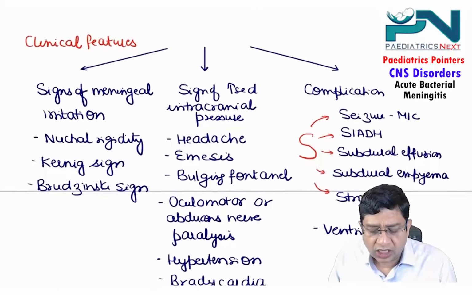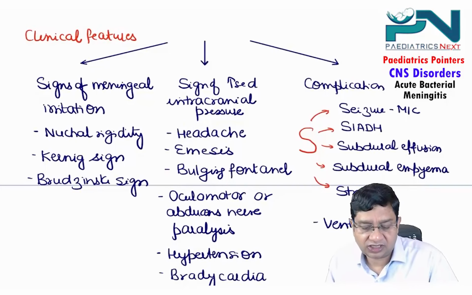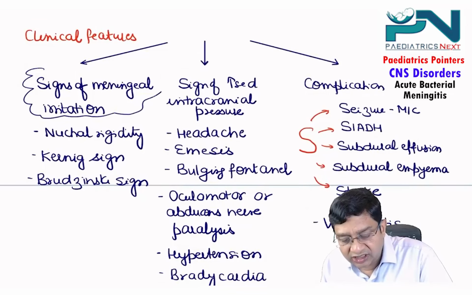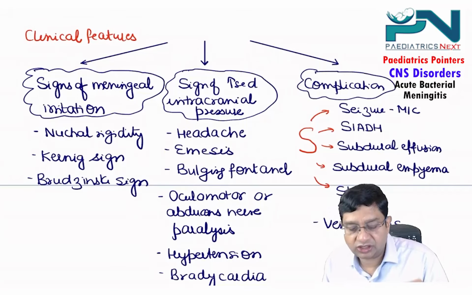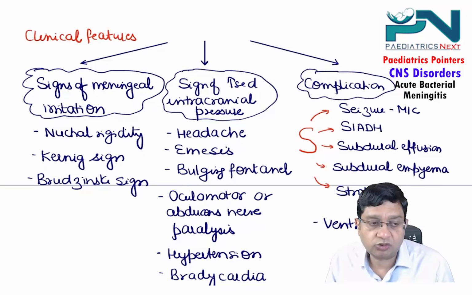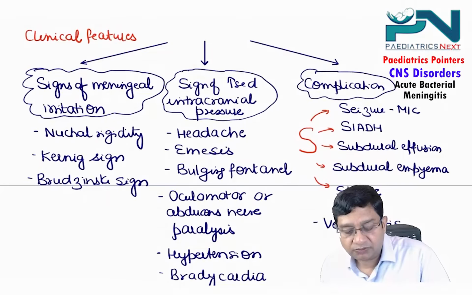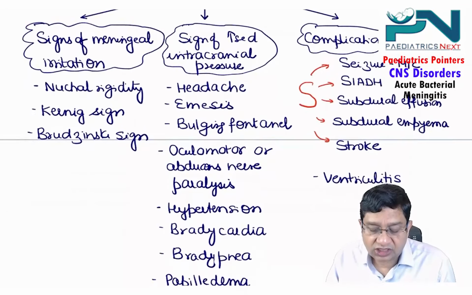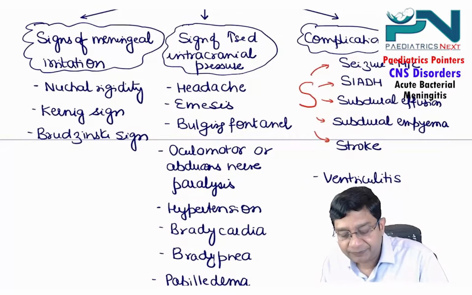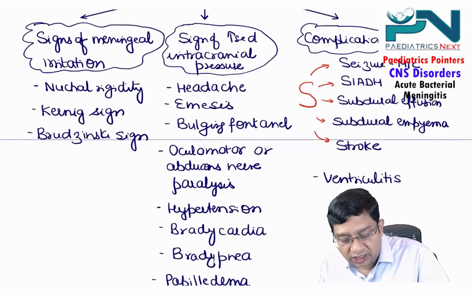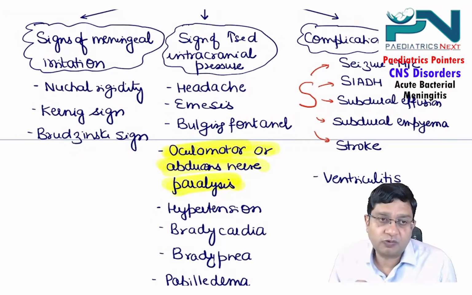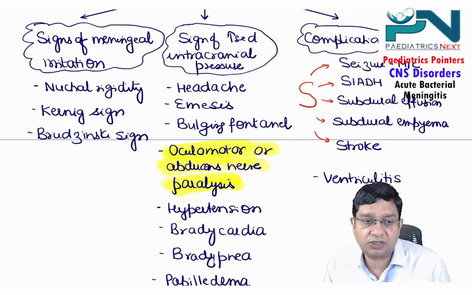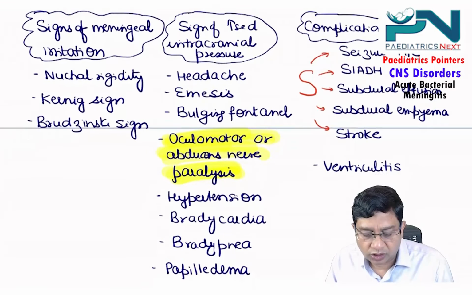Then you should remember how a child with meningitis can present. He can present with three things. Either there can be signs of meningeal irritation, or signs of increased intracranial pressure, or some complication. Signs of meningeal irritation include nuchal rigidity, Kernig sign, Brudzinski sign. Signs of increased intracranial pressure include headache, emesis, bulging fontanelle, and remember oculomotor or abducens nerve paralysis. So which cranial nerves are affected in increased intracranial pressure? Your answer is oculomotor or abducens nerve.